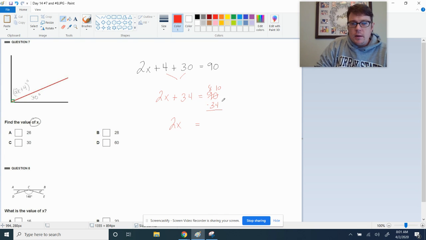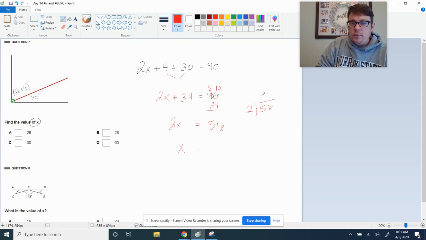And 10 minus 4 is 6, and 8 minus 3 is 5. So now we have this situation where two x's are equal to an answer of 56. So to find out what one x would be equal to, we just take 56 and we divide it by 2. Let's see what happens when we do that.